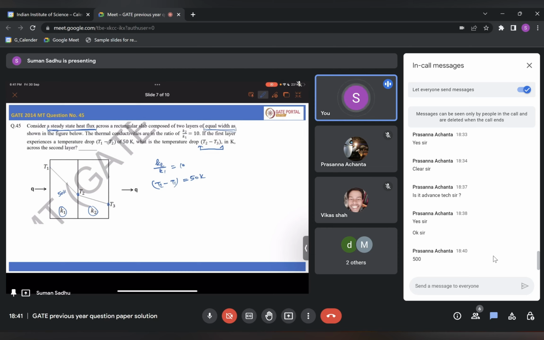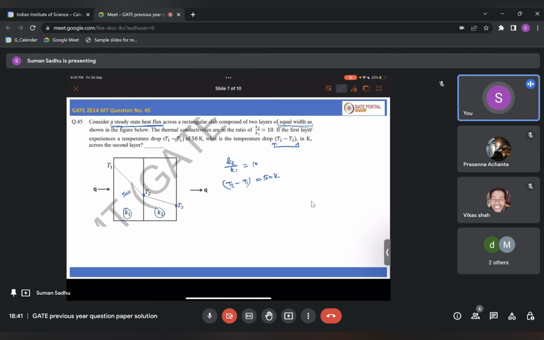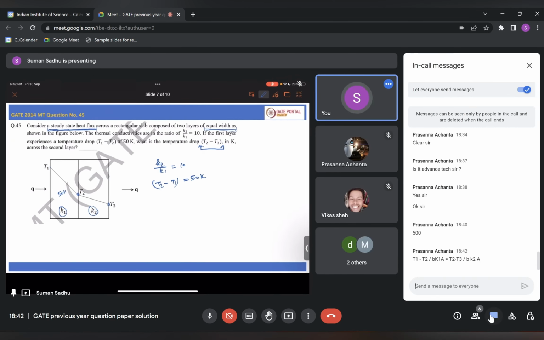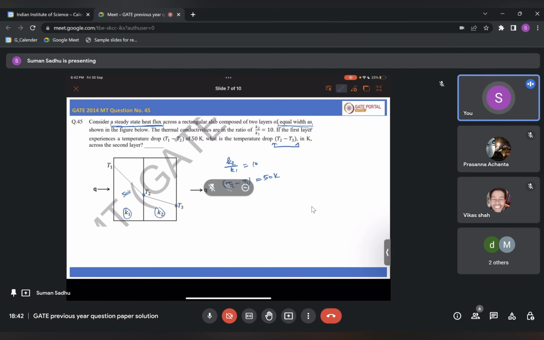Okay, so now I will just give some hints first. Steady state heat flux means what? It is not accumulating, right? Steady state means whatever heat is going inside, that much heat is coming outside. Is it coming 500? Are you sure? Okay, let us calculate and then we'll see.